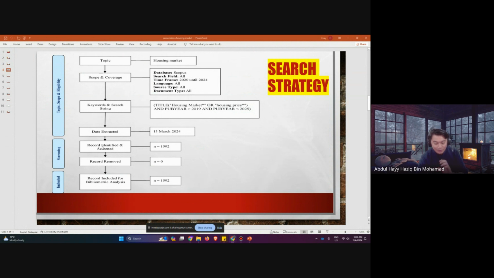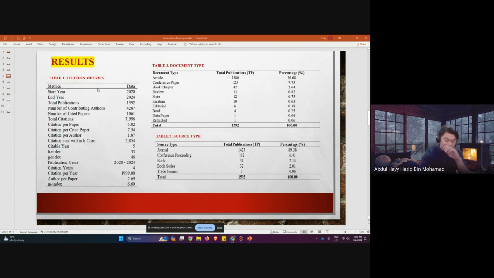When I filtered the data, I gained 1,592 documents, and I did not remove any document because I'm using the title. Mostly when we use title, we only gain titles with housing market and housing price in them, so there is no need to remove any documents. So 1,592 is our final set of documents to be analyzed. This is the result.